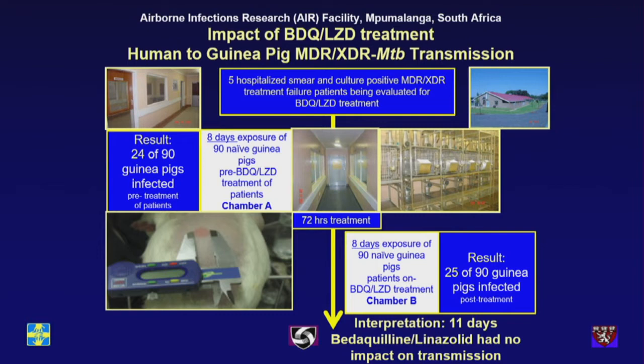We then started treatment and waited 72 hours to have some opportunity for the drugs to take effect, and with the same patients, we studied their transmission to a second colony of 90 guinea pigs, different guinea pigs, same type, and got 25 of 90 infected. So essentially the same rate of infection before and after starting bedaquiline and linezolid for a total of 11 days. The 72 hours of treatment and then 8 more days of treatment. So no effect, which was surprising because up till this time we thought that effective treatment stopped transmission, and these drugs were added for greater efficacy.